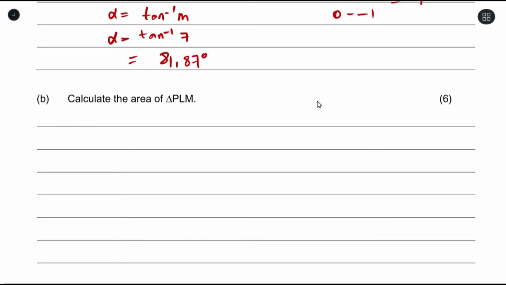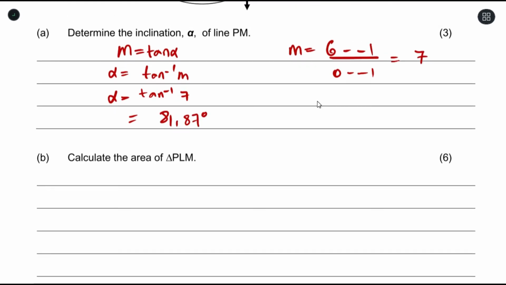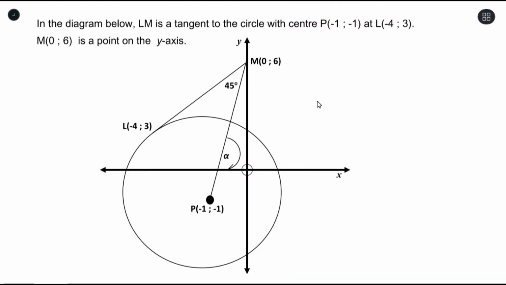So moving on to B. B says calculate the area of triangle PLM, okay? So now let's go to this. PLM is this. So we can extend this line, right? Let's connect P and L, right? So it actually looks like a triangle. There we go. Now, one thing we notice about PL is that PL is a radius.